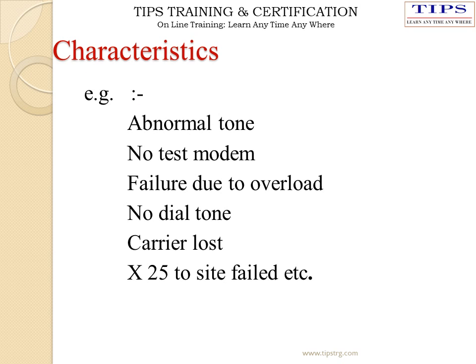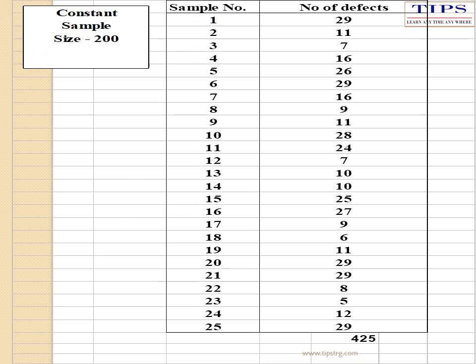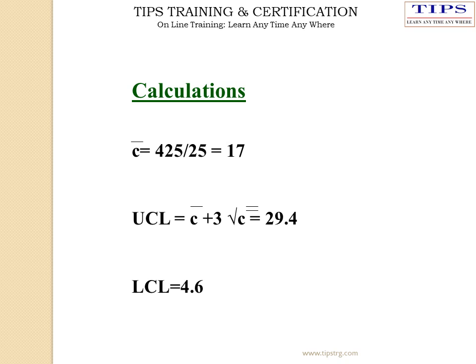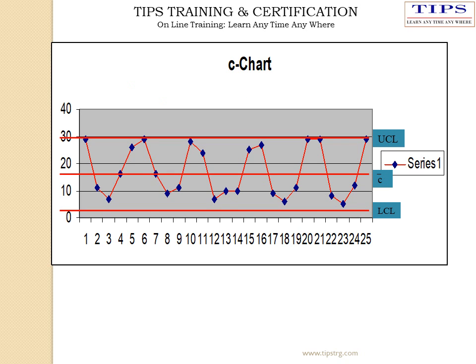Characteristics are abnormal tone, no test modem, etc. For that, the data is collected and tabulated in the given chart. The total number of defects is 425. By putting these values in the formulas, we get the upper control limit and lower control limit as 29.4 and 4.6. The data is plotted using the upper control limit and lower control limit for the C chart.